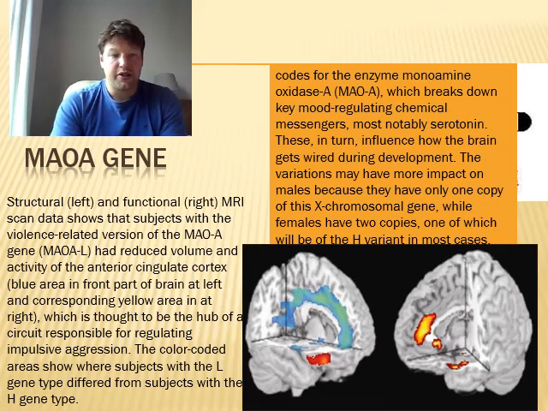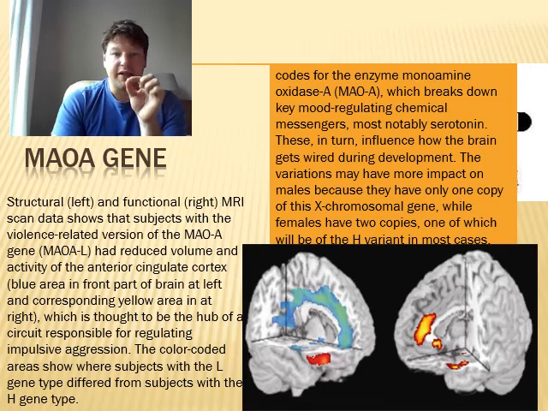Colour-coded areas show where subjects with the L gene differed from subjects with the H gene type. So it's just saying they found a difference in the brain, in the cortex, from people that had this MAOA and didn't. And that's all you need to know. It's a visual way of remembering it, maybe.